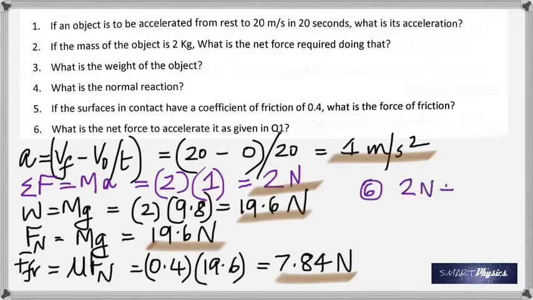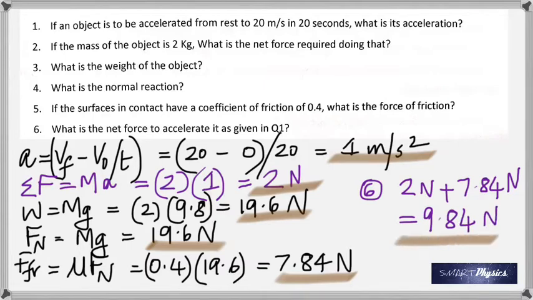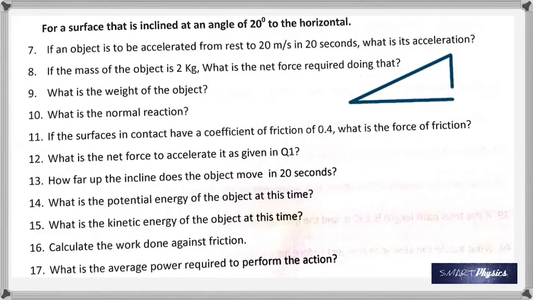Now, number 6 says, what is the net force to accelerate it as given in question 1? Now, you have to be careful on that one. I've just introduced friction, right? And again the question comes, what should be the net force? Remember, in question 2, we got the net force as 2 newtons. Will that answer change? What's the formula for net force? Mass times acceleration. Is the mass changing? No. Did the acceleration change? No. Therefore, the answer does not change. Even if there is friction, net force is still going to be the same.